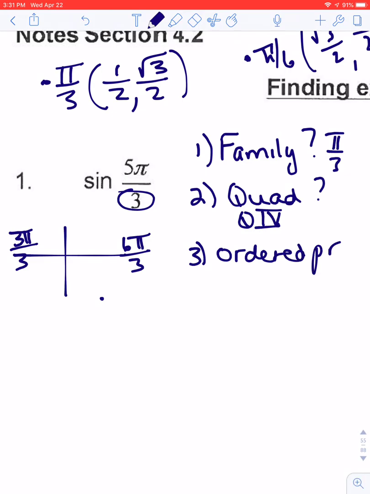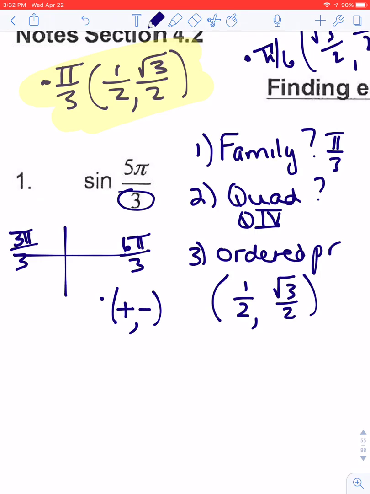The ordered pair, I know, is the pi over 3 family ordered pair, which is 1/2 comma root 3 over 2. I know in quadrant 4 that the first number in the ordered pair is positive and the second one is negative. So I'm going to fix my ordered pair. And now I'm going to answer the question.